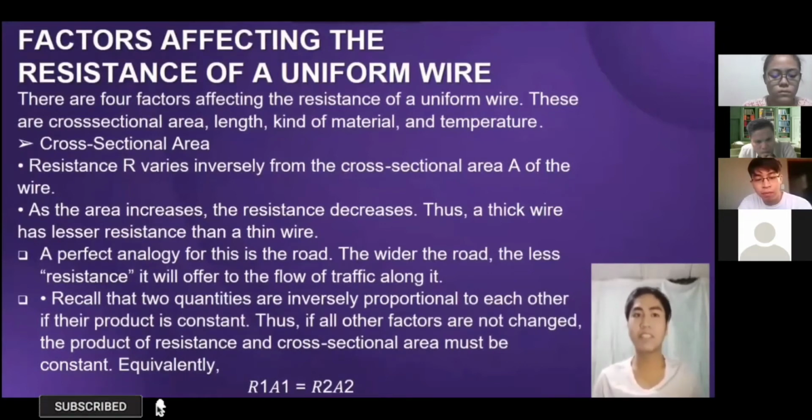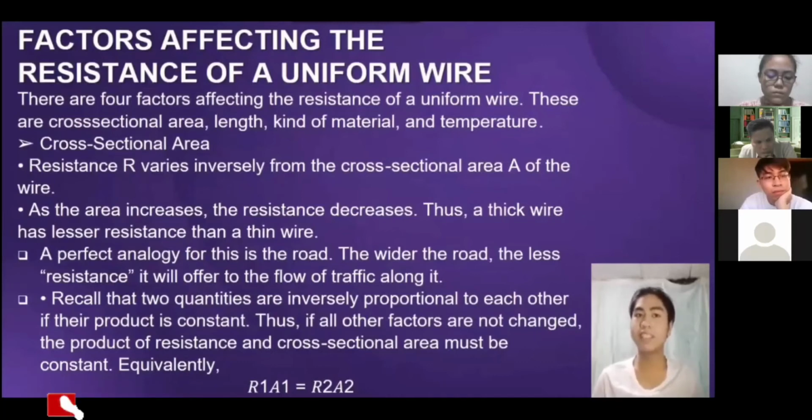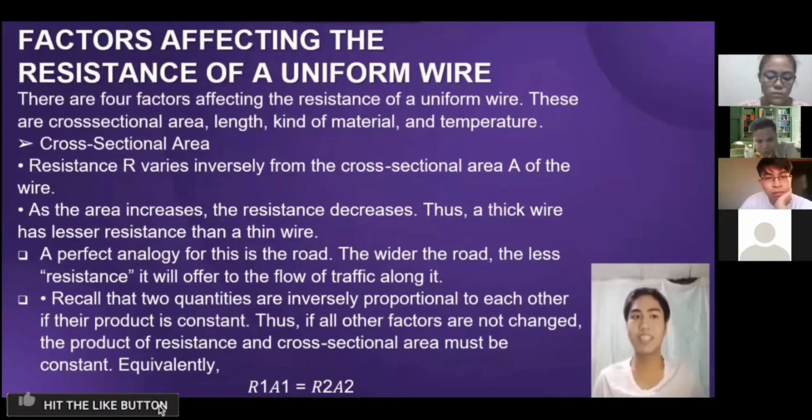A perfect analogy for this is the road. The wider the road, the less resistance it will offer to the flow of traffic along it. Recall that two quantities are inversely proportional to each other if their product is constant. Thus, if all other factors are not changed, the product of resistance and cross-sectional area must be constant. Equivalently, R1 times A1 is equal to R2 times A2.